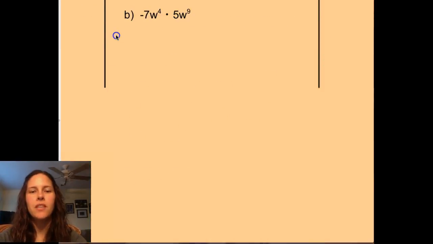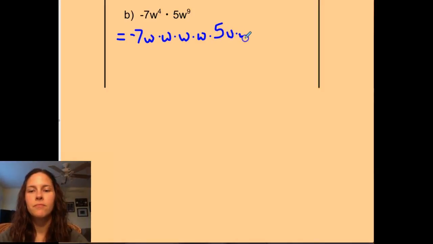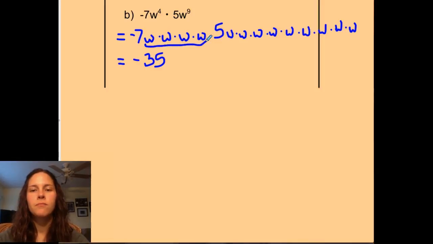Example B, we'll do the same thing. Multiplying out our 4 w's and our 9 w's. We have negative 7 times 5 is negative 35. And counting all of our w's, we have 4 w's plus 9 w's for a total of 13 w's.